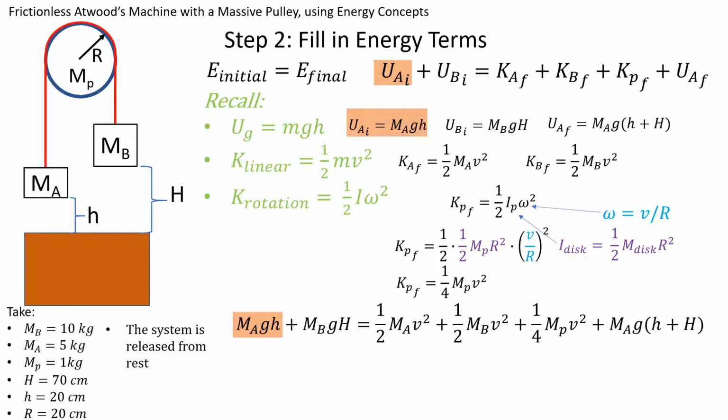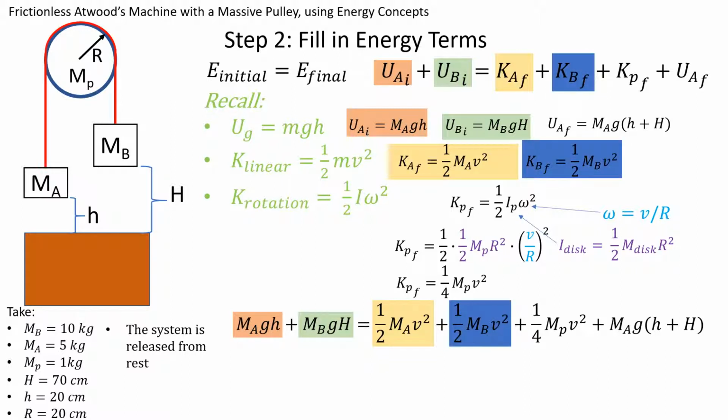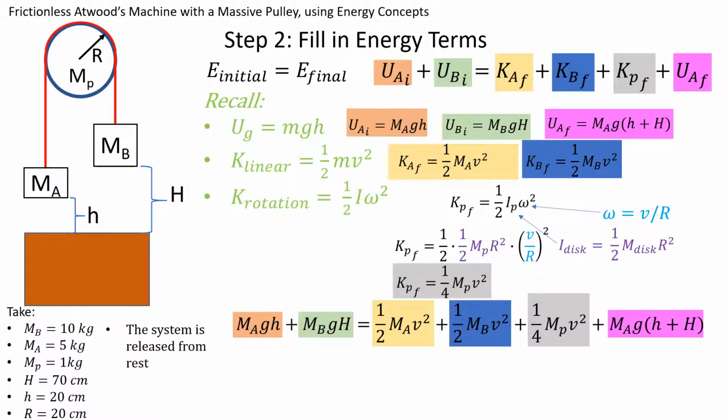So we'll go through. The initial potential energy of mass A is m_A g h. The initial potential energy of mass B is m_B g big H. This is equal to the final kinetic energy of mass A, which is 1/2 m_A v squared, plus the final kinetic energy of mass B, which is 1/2 m_B v squared, plus the final kinetic energy of the pulley, which is 1/4 m_P v squared, plus the final potential energy of mass A, which is m_A g (h plus big H).